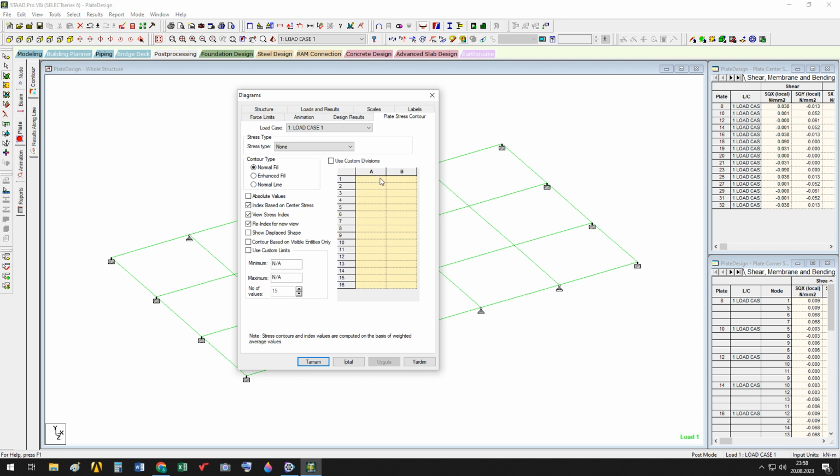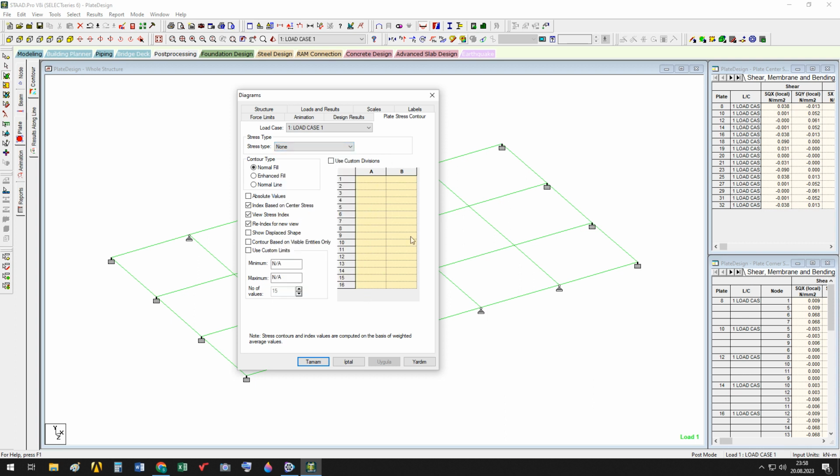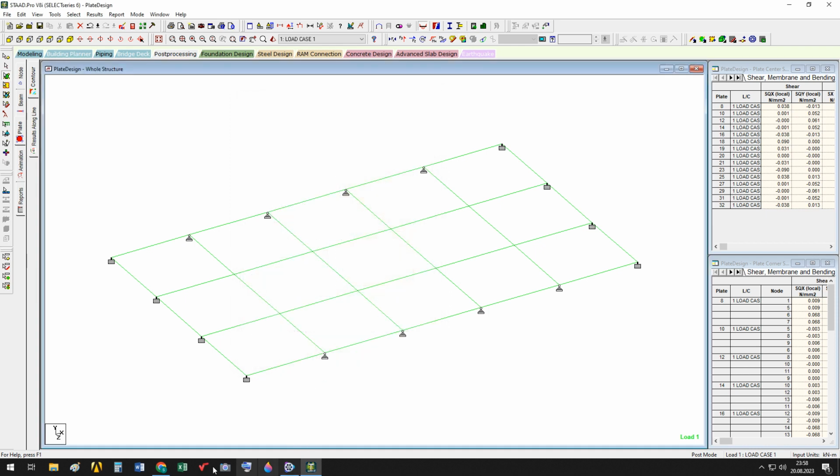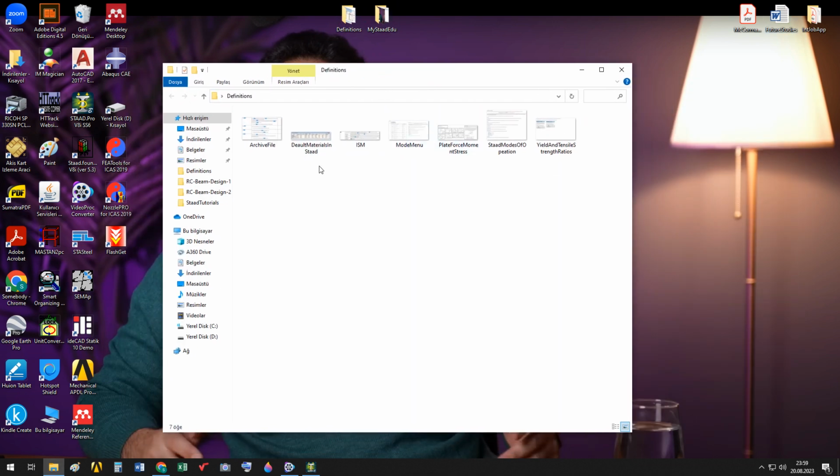Here we will see some values about the variable we select here. We see its values, the variation of this item in this table and then in the plate as a two-dimensional diagram. Now first of all I want to look at the definition of plate stresses.